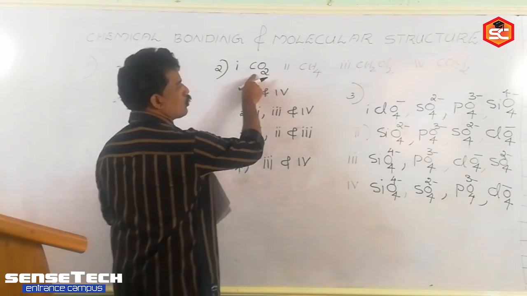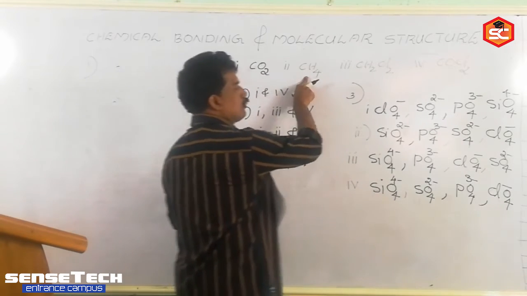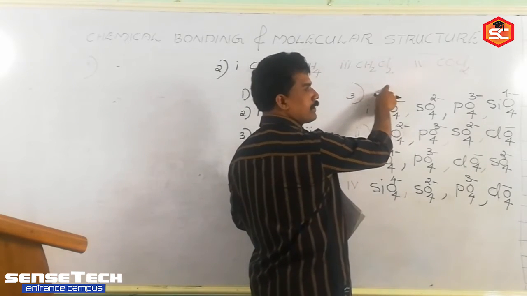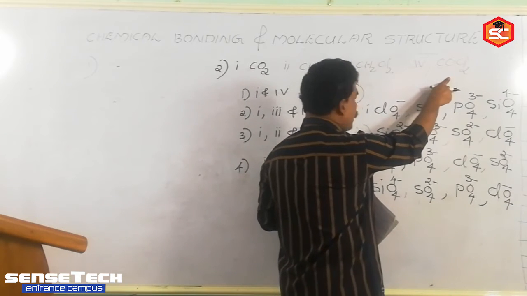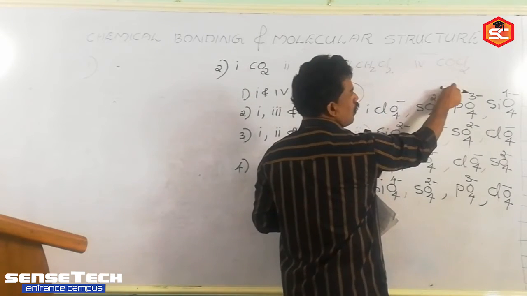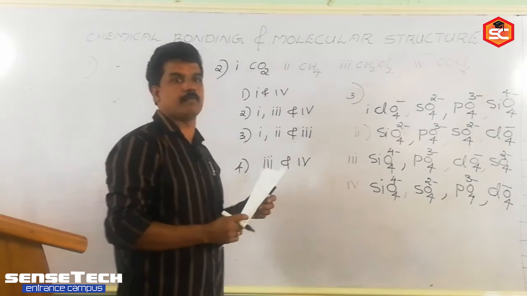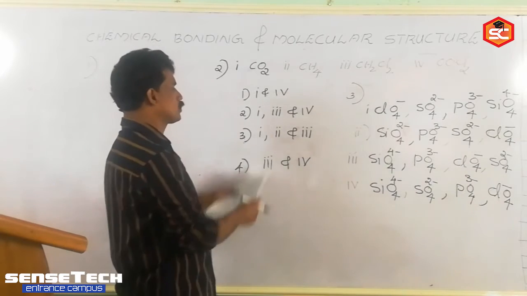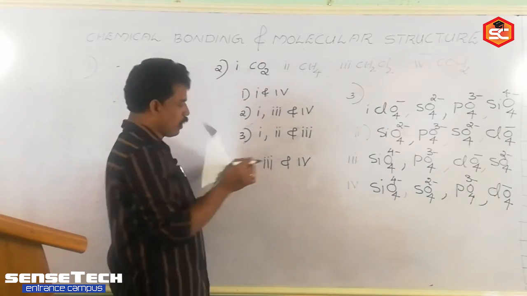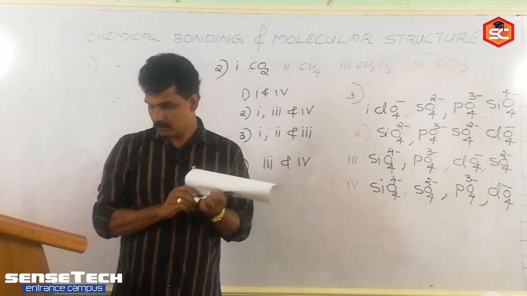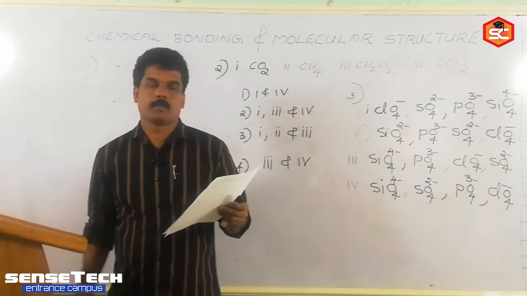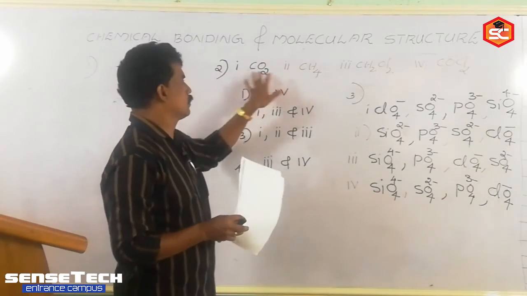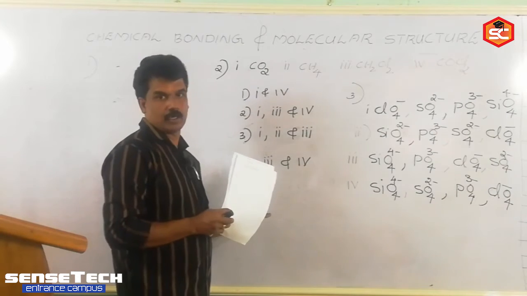Then CO2, what is the dipole moment value? 0. CH4, 0. CH2Cl2, with the Cl2 in opposite directions, it will act as 0. COCl2 is not 0. It has C double bond O and Cl, different atoms, so different bond strength. A polar value will be there in the case of COCl2. Remaining all are 0. So the correct option is 1, 2 and 3. Are you getting it now? The correct set of species with zero dipole moment is the question. These are the species given, these are the sets.